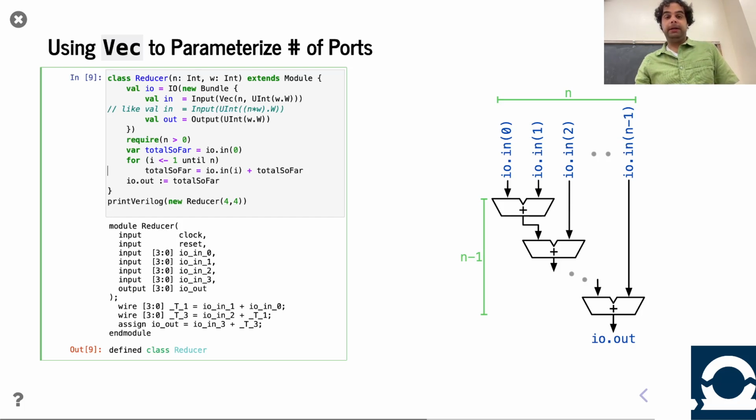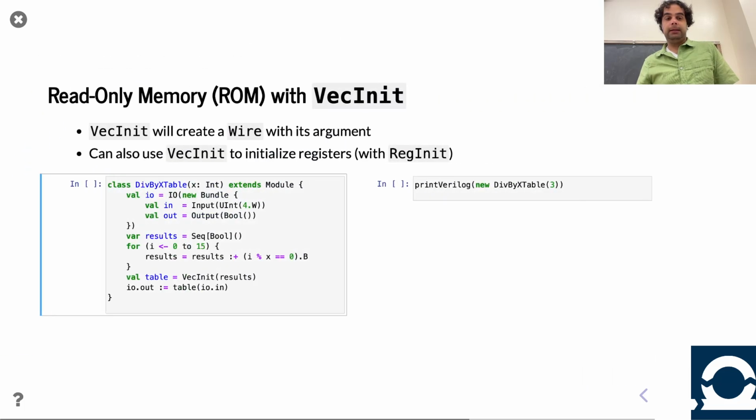Cool. Okay, then, so that was a Vec. Now, one scenario where you may want a Vec is let's say you want to have a read-only memory, a ROM, so to speak. There's a VecInit helper function that helps you do that, right? So in other words, you can give it a sequence, and it's going to create a Vec of that sequence. So that way in hardware, you can address that data.